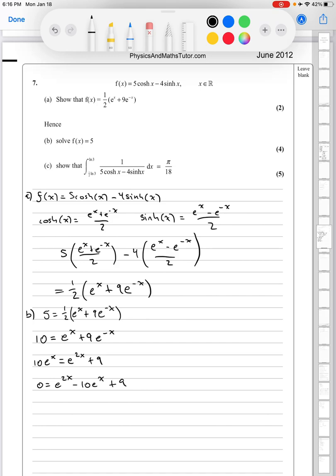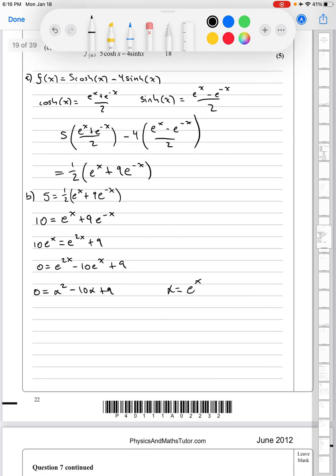And we say, look at that, we've got a quadratic. This is the same thing as solving the quadratic alpha squared minus 10 alpha plus 9, where alpha is equal to e to the x. No surprise here at all. So does this factorize? It does indeed, with alpha minus 9, alpha minus 1.